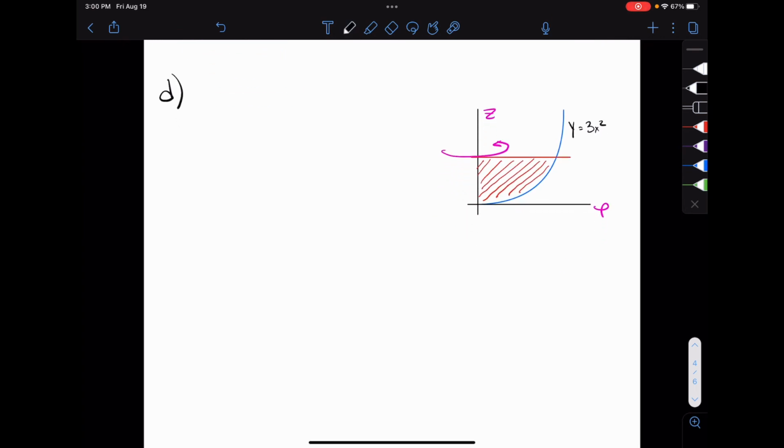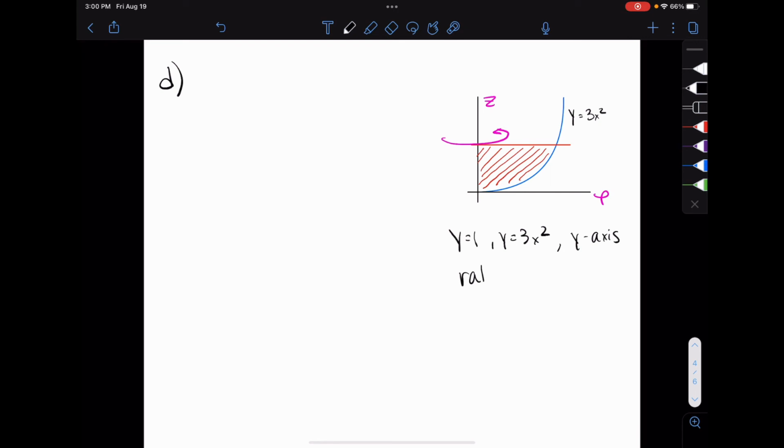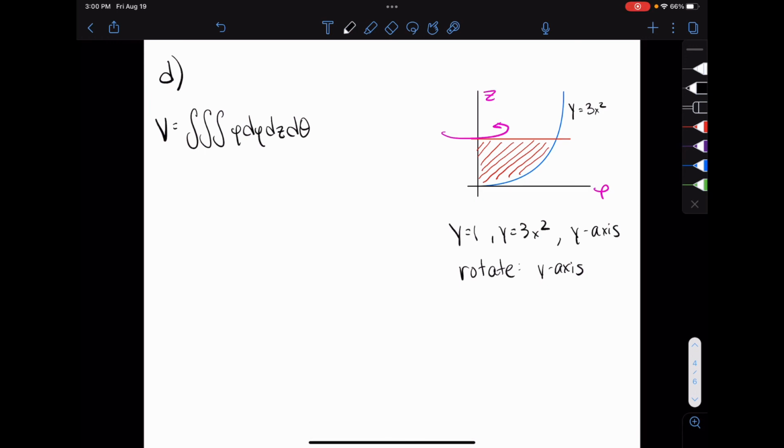We are doing, again, y equals 1, y equals 3x squared, and now we're rotating around the y-axis. We're going to use the same differential. Volume equals the integral of rho, d rho, dz, d theta. In this situation, my y-axis has become z, and my x-axis has become rho.